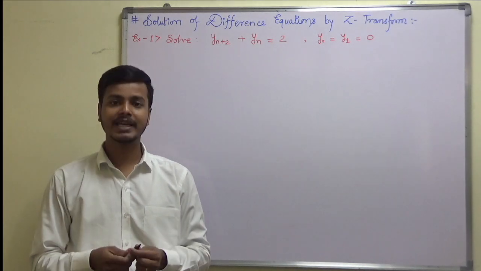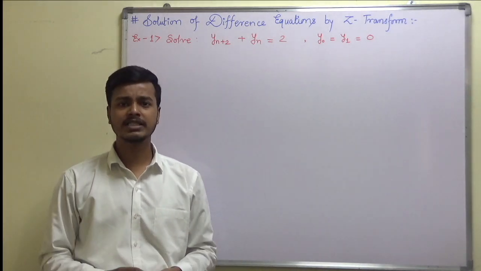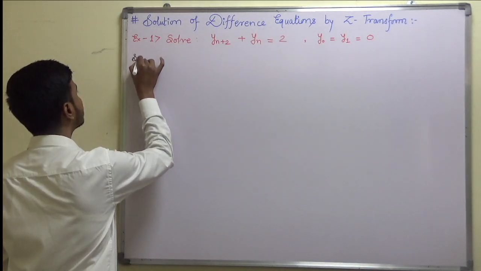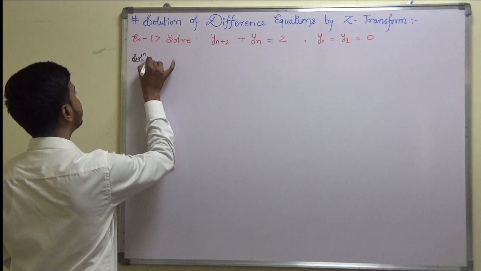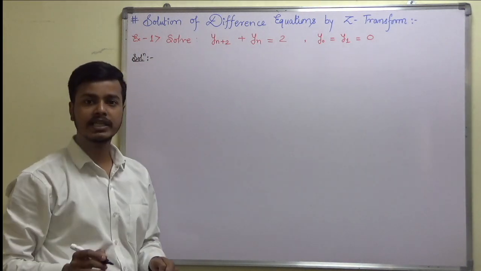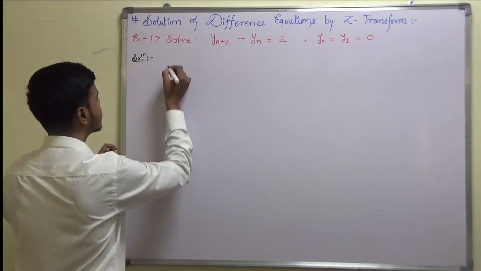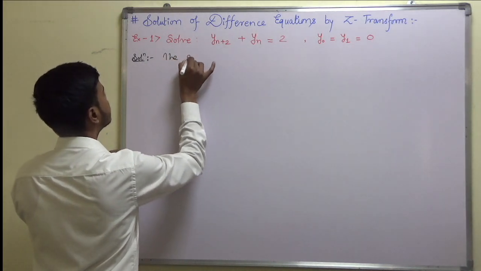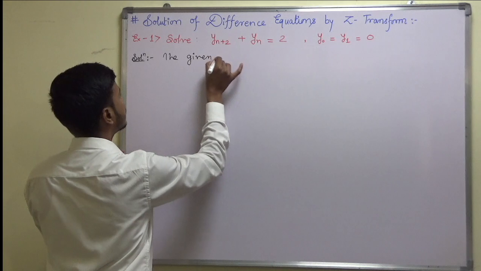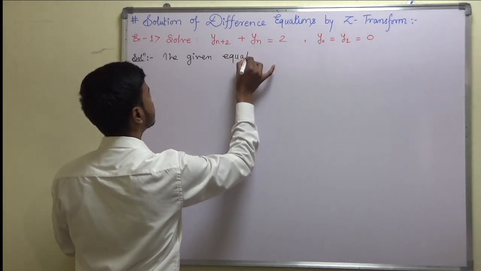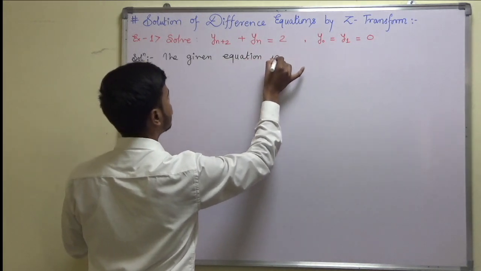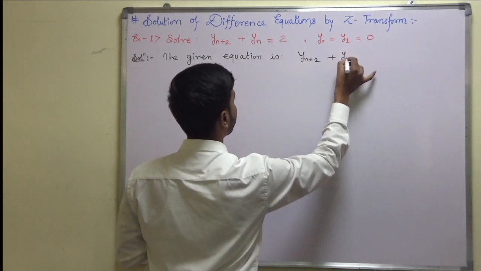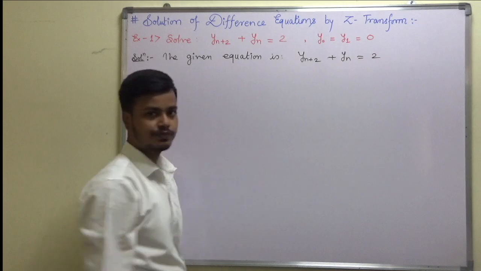So how can one start? Just follow the steps of the working rule. So what is the very first step of this working rule? The very first step is to write down the given equation. So the given equation is y n plus 2 plus y n is equal to 2.